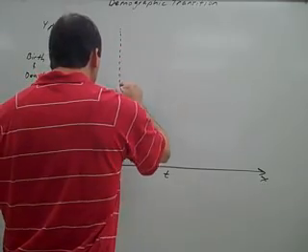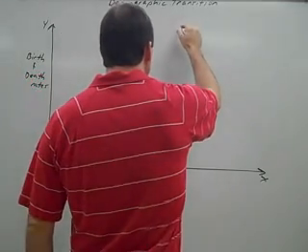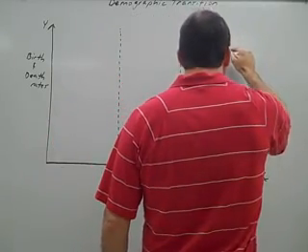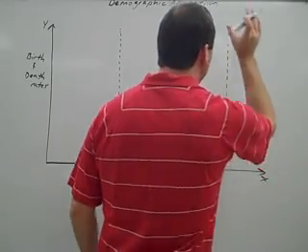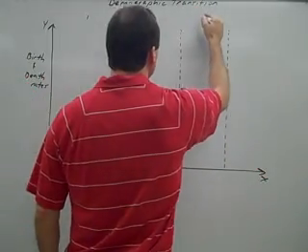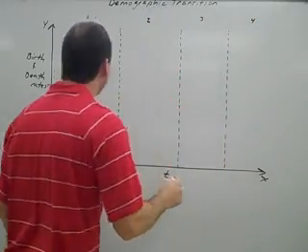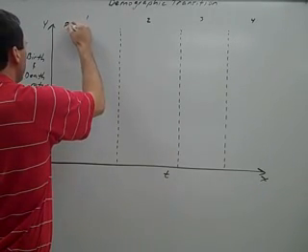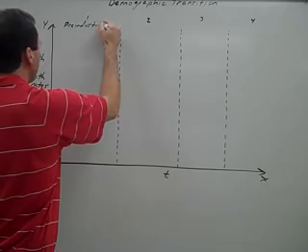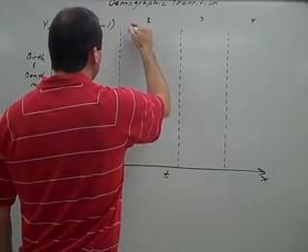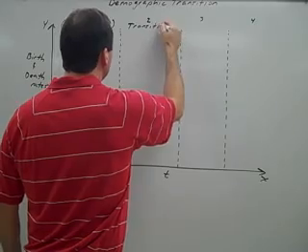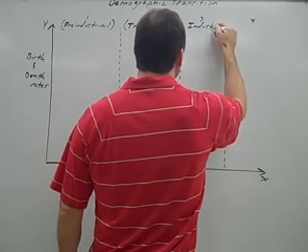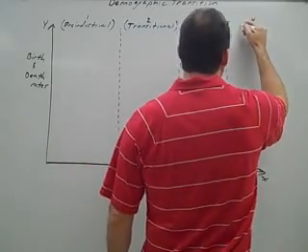This will be phase 1, 2, 3, and 4. So 1, 2, 3, and 4. And let's go ahead and give these phases formal names. We can call this the pre-industrial. We're going to call this the transitional. Industrial. And post-industrial.